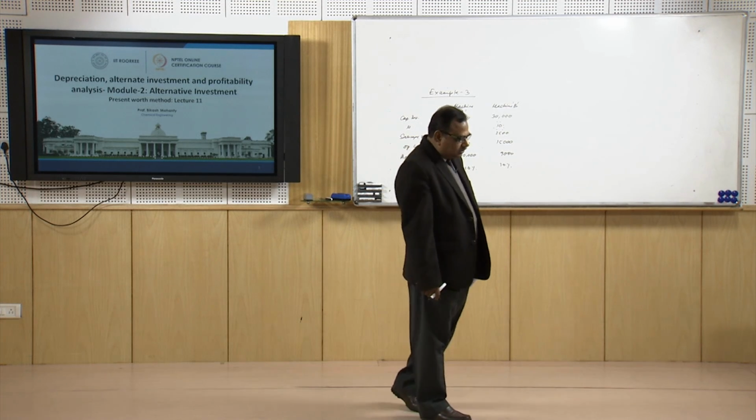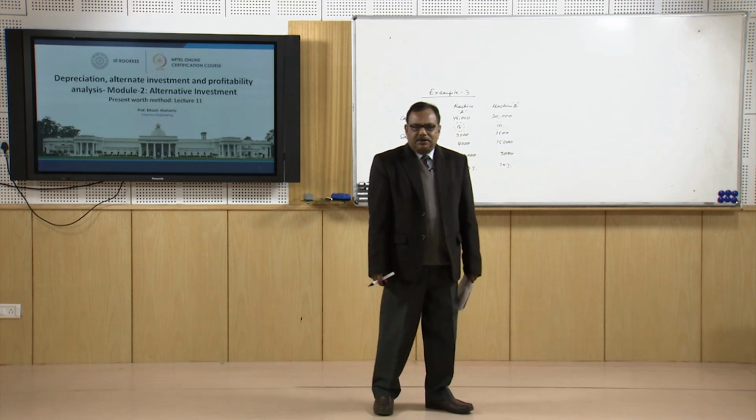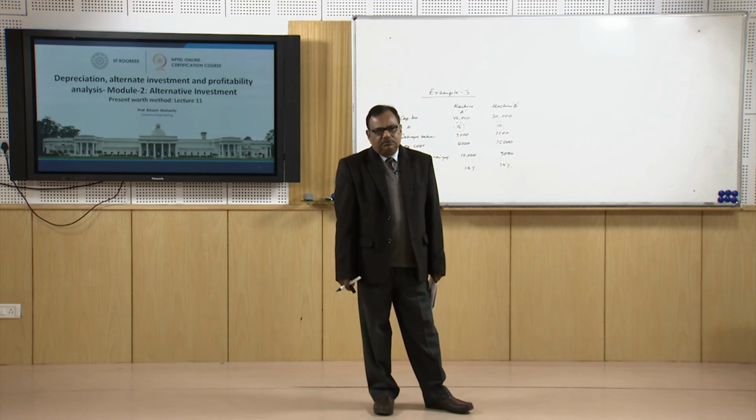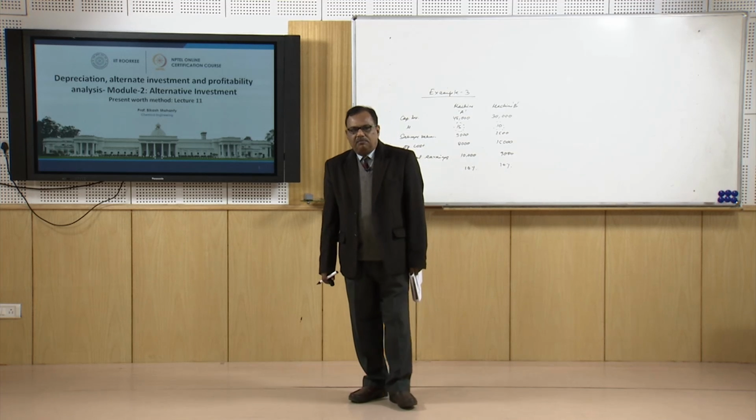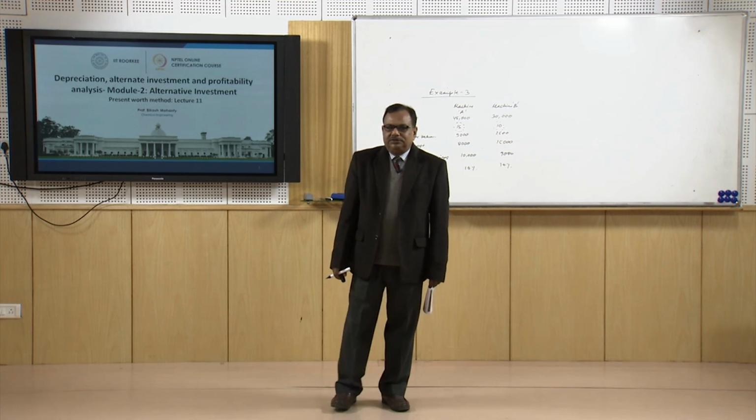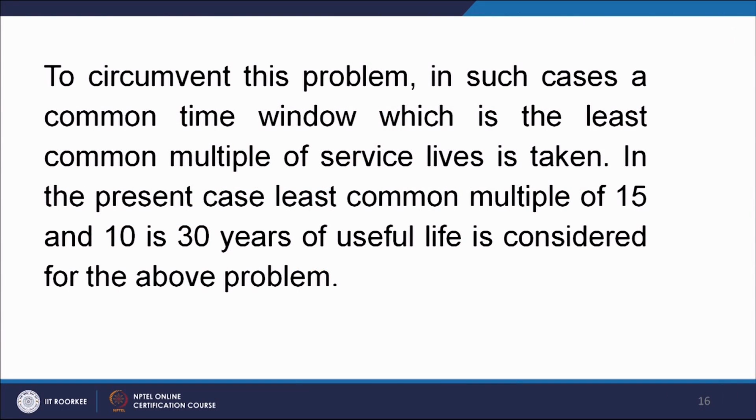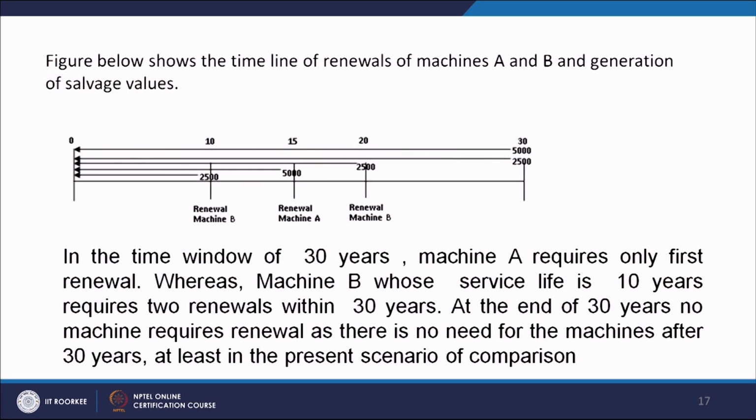Now, if it is so, then I cannot apply this net present worth method. So, I have to find out a way how to do it. To circumvent this problem, in such cases a common time window, which is the least common multiple of service lives, is taken. In the present case, the least common multiple of 15 and 10 is 30 years of useful life, and hence 30 years of useful life is considered for the above problem.